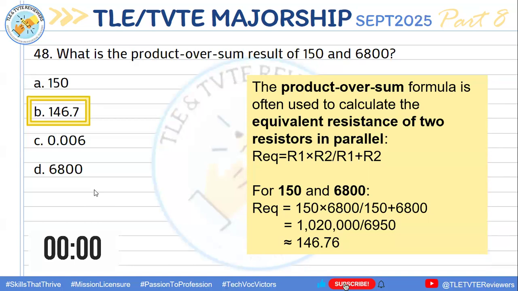So 1,020,000 divided by 6,950 is 146.76, or 146.7. Letter B.